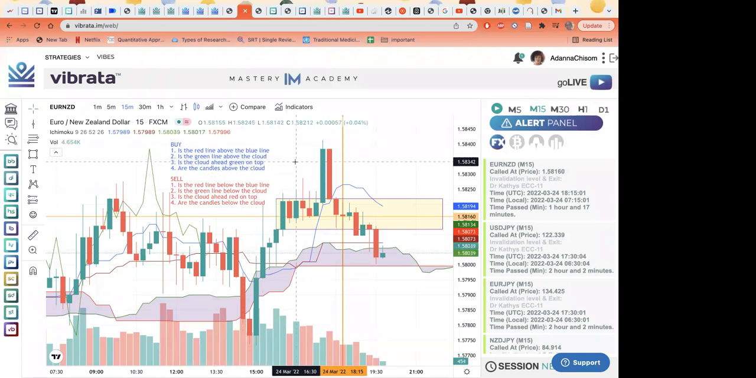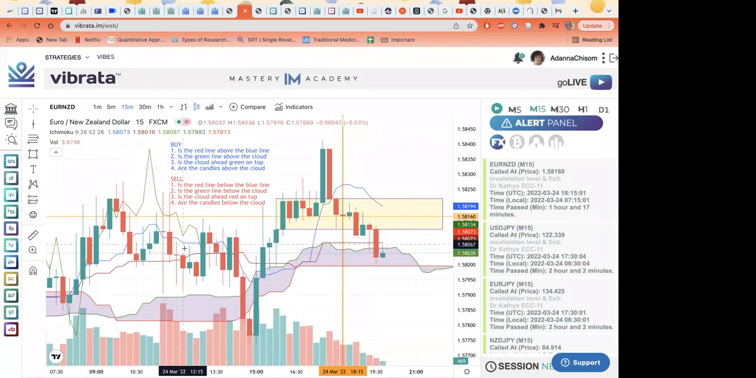These are the indicators that you want to look out for. Let me explain what each of them means so that you can get it logically. The first one for a buy is: is the red line above the blue line? So let me show you the red and the blue line. This is the red line. This is the blue line. You see them here?